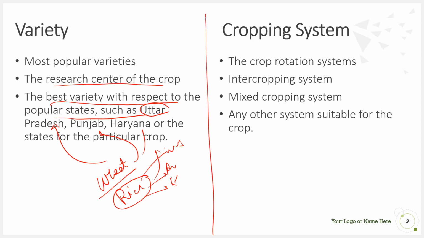Cropping system. Cropping system includes crop rotation systems. Crop rotation means if we are growing cotton, then which crop we should grow after cotton, then after that crop which another crop should we grow, and then again it will come back to cotton. So we must know the cycle of crop rotation, and there are multiple crop rotation systems for a particular crop. So we can remember 3 to 4 crop systems at one time. We must include intercropping and mixed cropping.